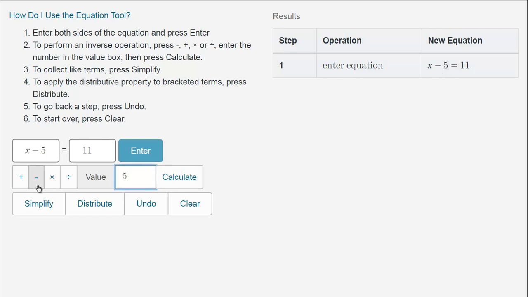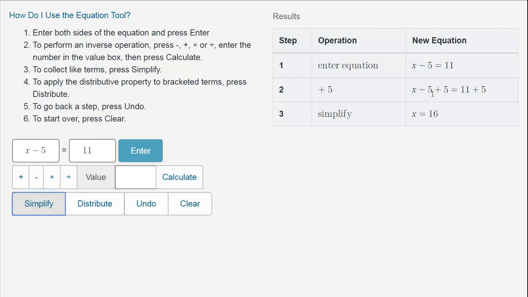So I would type 5 here, and this is where you do the plus. So don't type in plus 5 here, just put the 5 and plus and calculate. And so what it's doing now is it's adding 5 to both sides. There's the plus 5 on the left, there's the plus 5 on the right that's added to the 11. And if we click on simplify, negative 5 plus 5 is 0. That's why that simplifies to just x. And 11 plus 5 is 16. 16 is our solution. If I put 16 here, 16 subtract 5 does give us 11. So that does check. That is the correct solution.